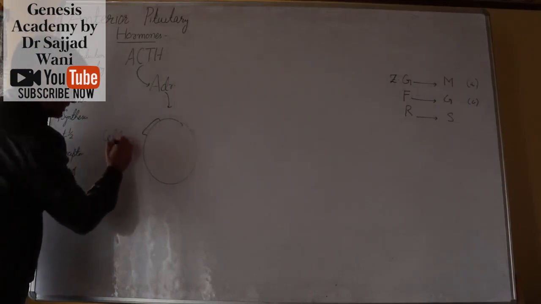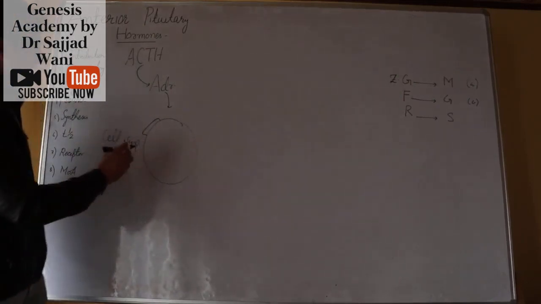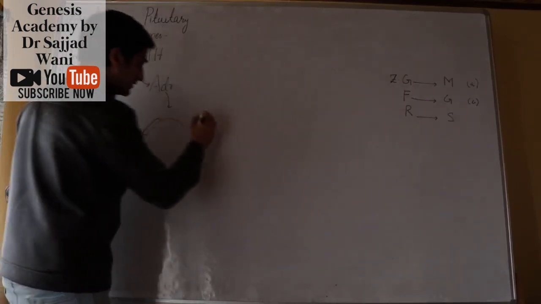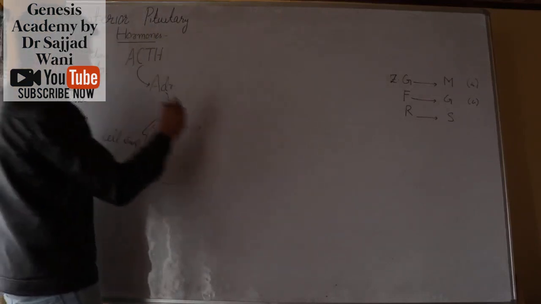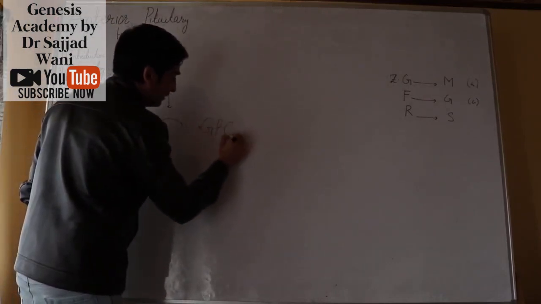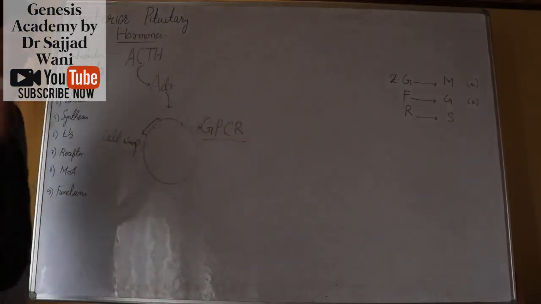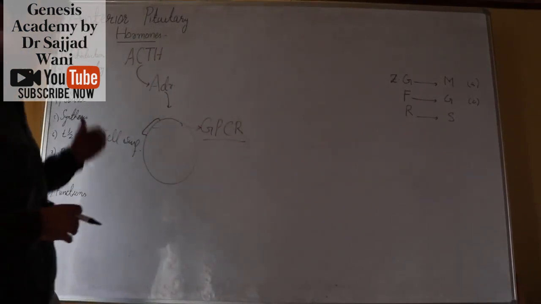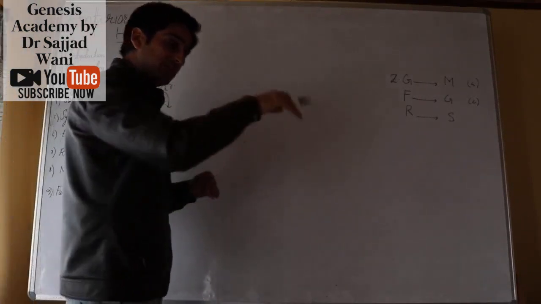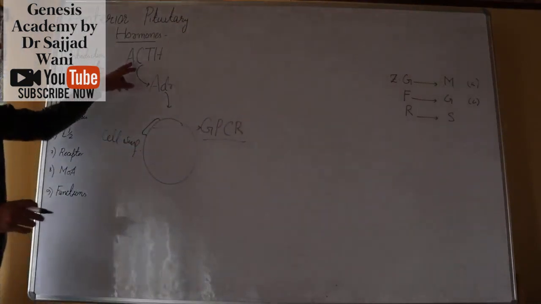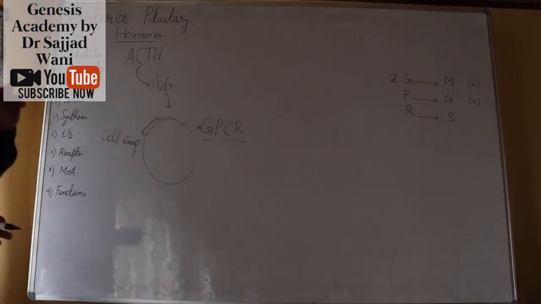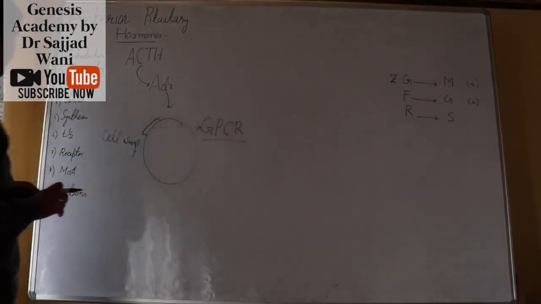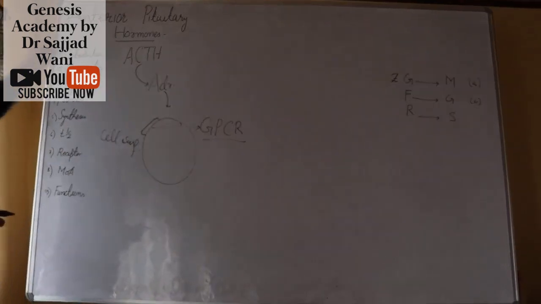So ACTH has cell surface receptors, and I have already told you in the previous lectures that the cell surface molecule for ACTH is the G protein coupled receptor. I have already told you in the previous classes about G protein coupled receptors. These are the receptors which we also call 7 transmembrane receptors, right? The receptor for ACTH is present in the adrenal cortex cells, and it is a surface receptor known as the G protein coupled receptor. So it is all about the receptor of this hormone.